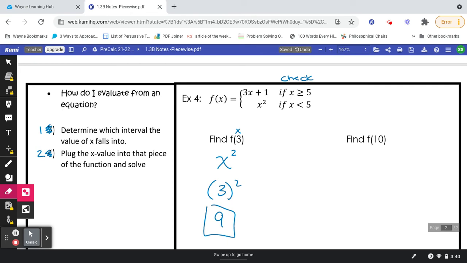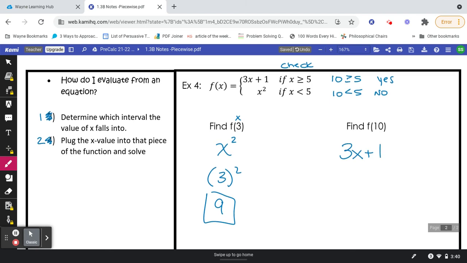All right, now we do f of 10. So we've got to figure out which category it falls into. Is 10 greater than or equal to 5? Yes. Is 10 less than 5? No. So we want to use this top equation this time, 3x plus 1. And we'll plug in the 10. 30 plus 1, 31. So the math is actually pretty easy. It's just making sure you have the correct interval.